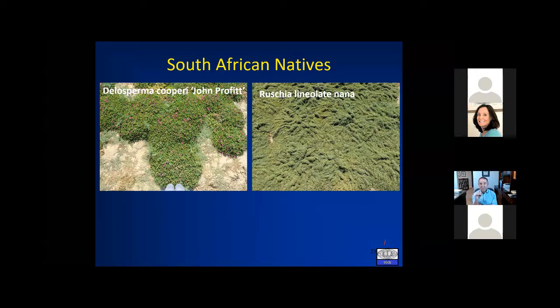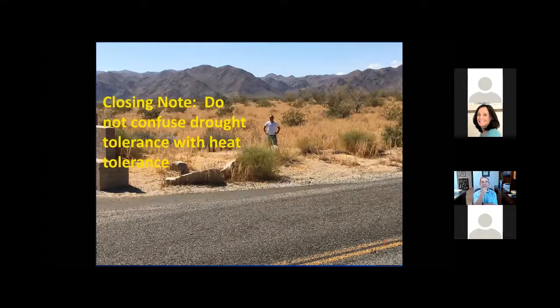Ruschia lineolata Nana, I've seen this growing out in Moller's nursery in Palm Desert, so I know this thing is tough. It's a very interesting plant, and it's really neat to touch. It's a shame we can't have virtual touchy-feely things because it's a neat one to put your hands on and just see how weird it is. And then a closing note, I just want to point out to you, do not confuse drought tolerance with heat tolerance. They're totally two different things.